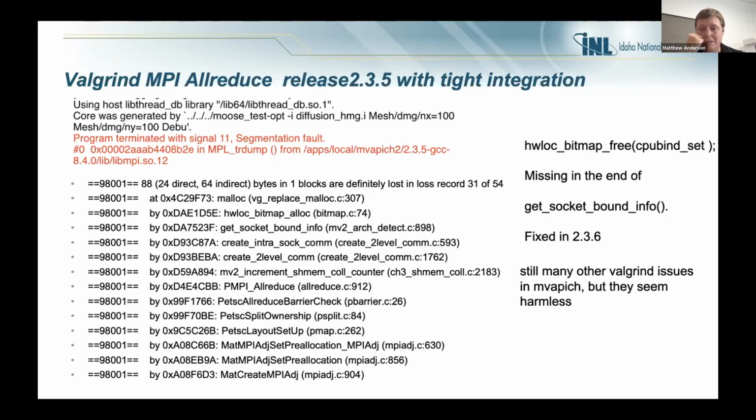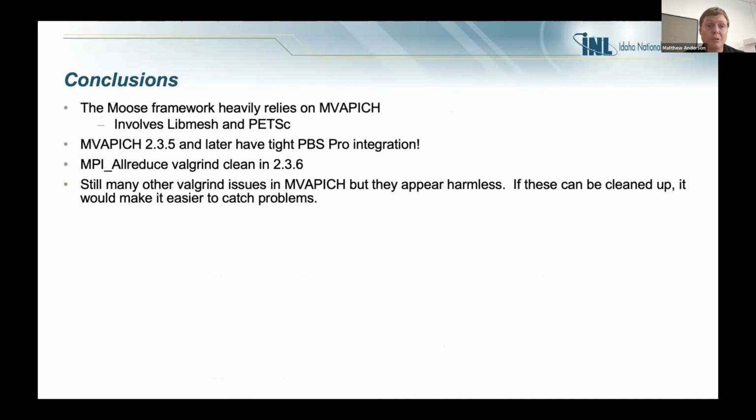The only comment we had was that we did see still other Valgrind issues in MVAPICH. They seem harmless, but it sure makes it a lot nicer when we can get Valgrind really, really clean when we're trying to find problems. So 2.3.5 was released with very tight integration for PBS Pro, enables us to keep track in all PBS logs of the memory and the CPU usage, and then the 2.3.6 fixed our little HWLock free issue.